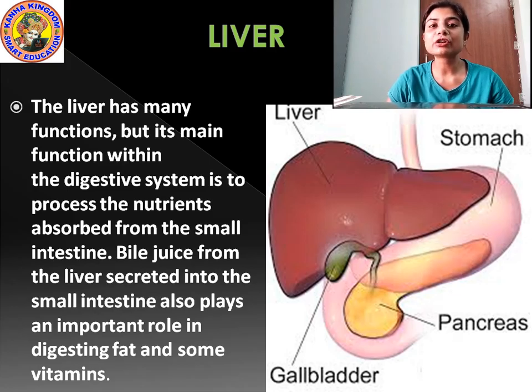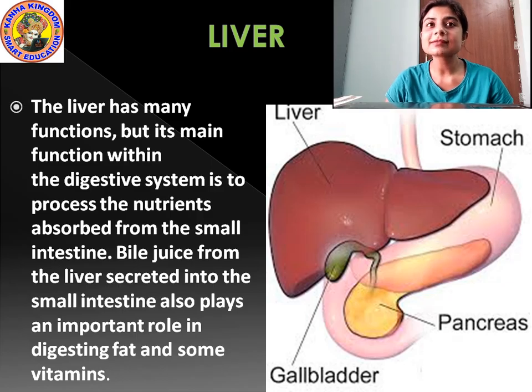This liver produces bile juice. Bile juice from the liver is secreted into the small intestine and plays an important role in digesting fat and some vitamins. This liver in our body produces a kind of juice, that is bile juice, and it helps in the digestion of some fats and vitamins. Some fats and vitamins are not easily digested by our body.